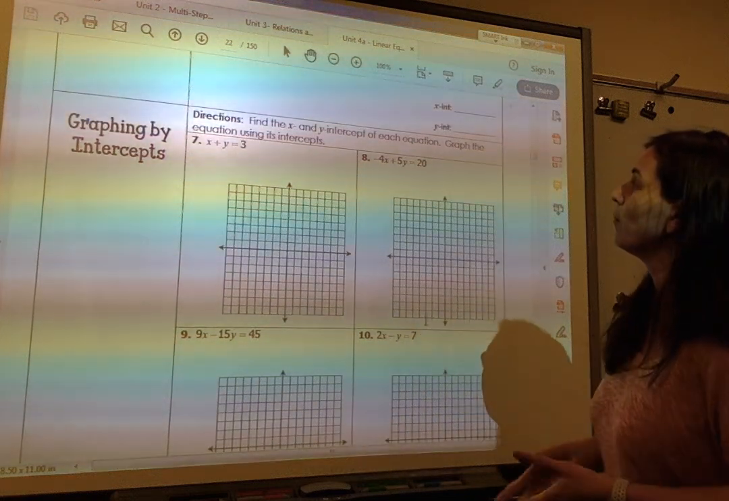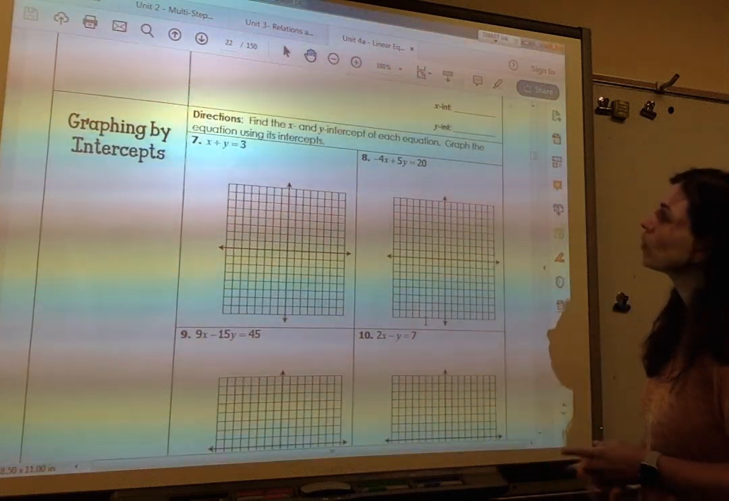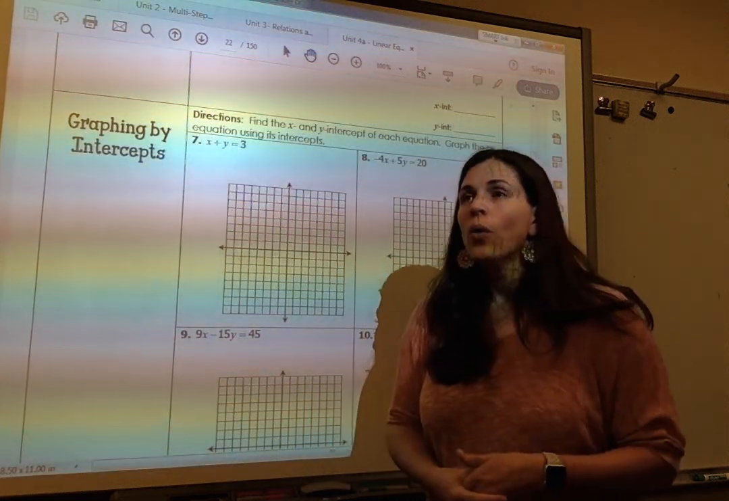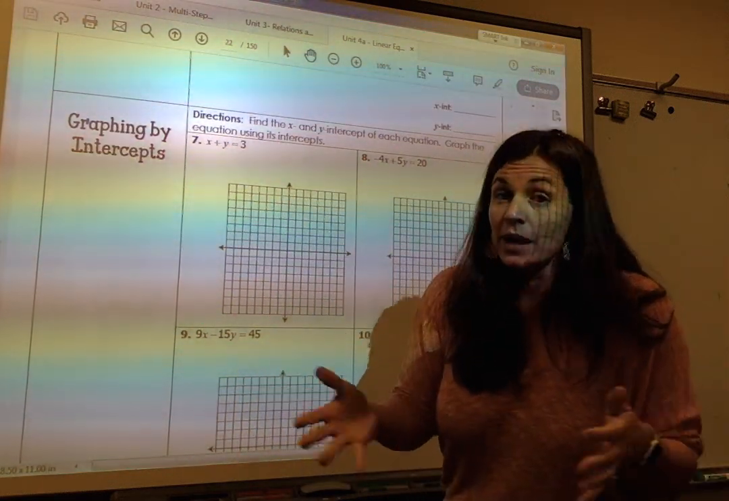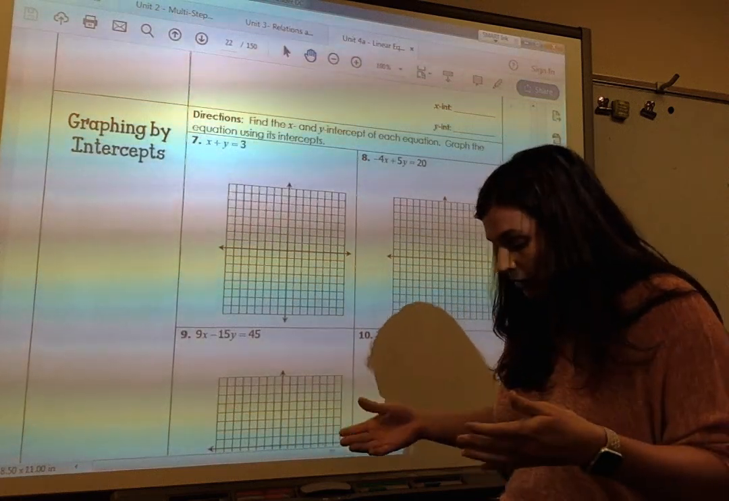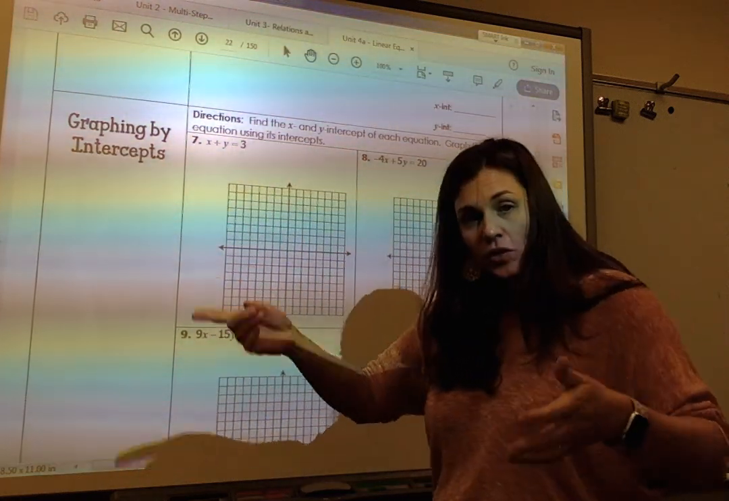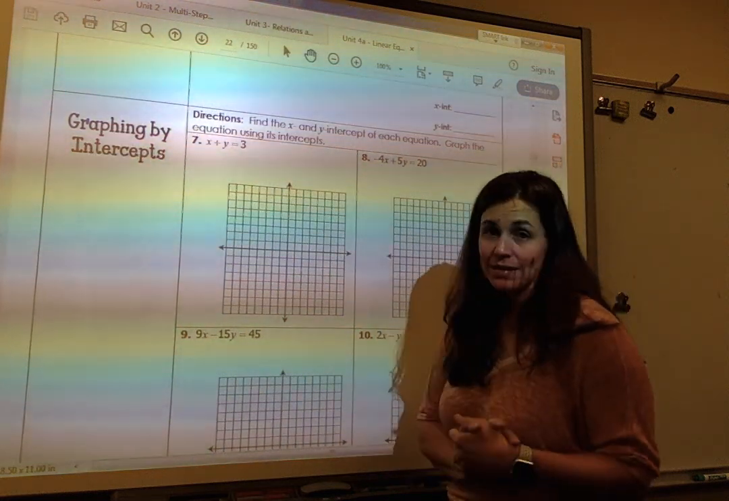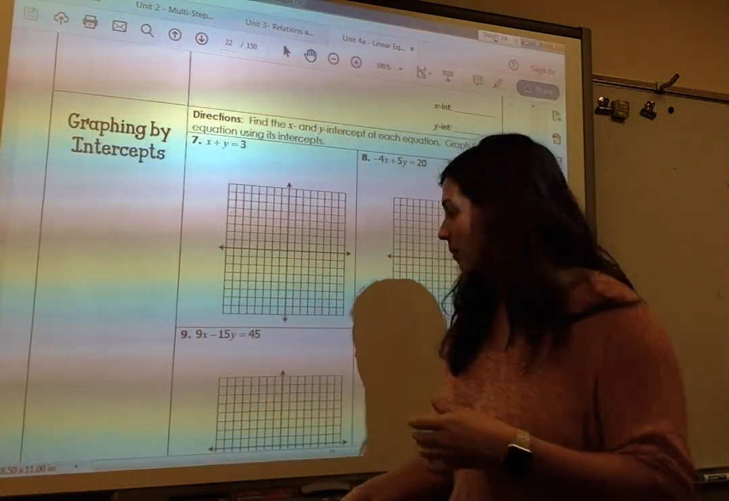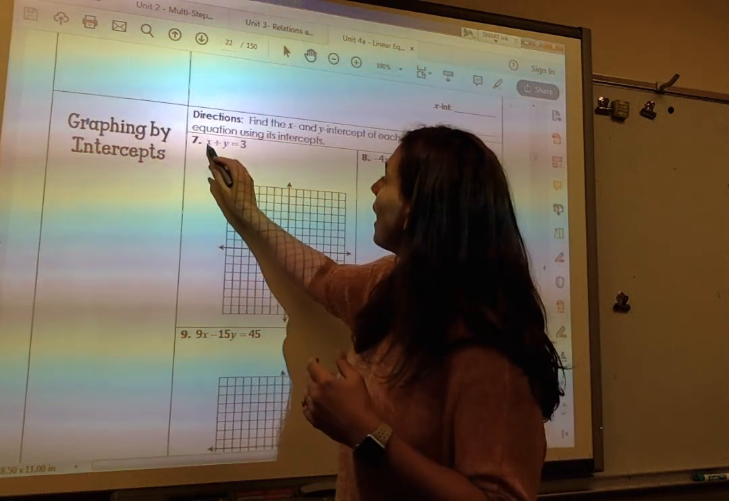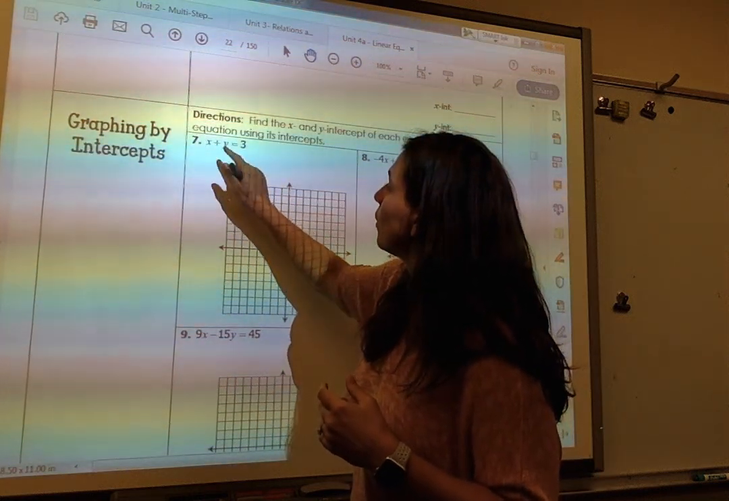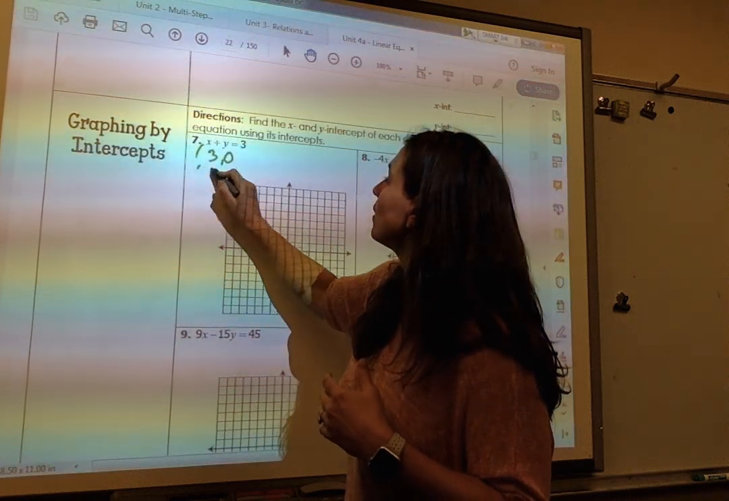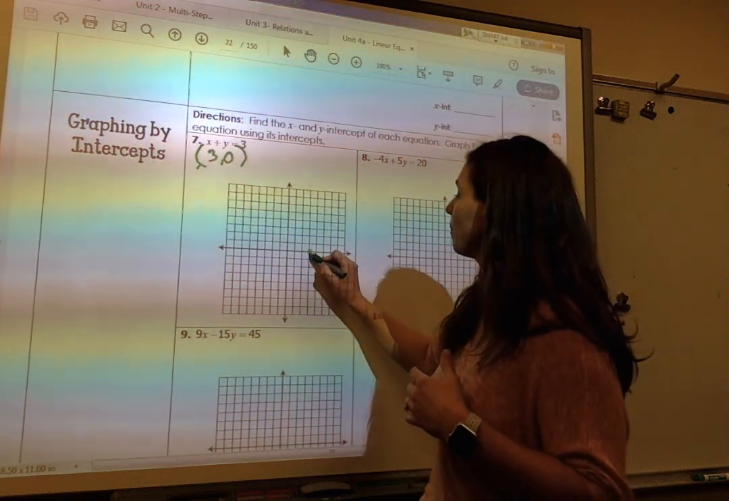Now, find the x and y intercepts of each equation, and then graph it using intercepts. So now there's a different way to graph. You can always do y equals mx plus b, find the beginning point, do the slope, voila. But when they're in standard form like this, sometimes it's easier to just graph the intercepts. So I know that for my x-intercept, my y value is 0, so when y is 0, x is going to be 3. So I can graph the point (3, 0).